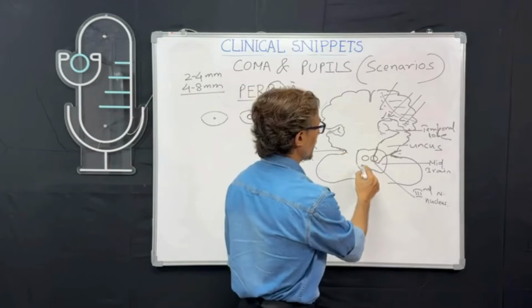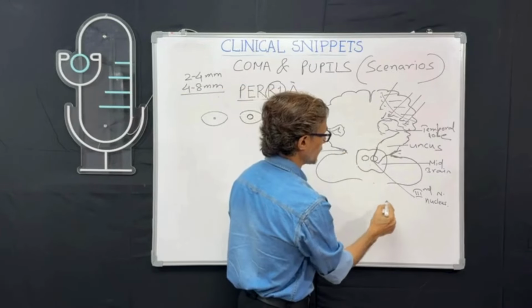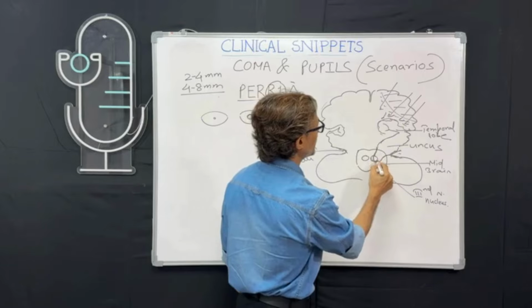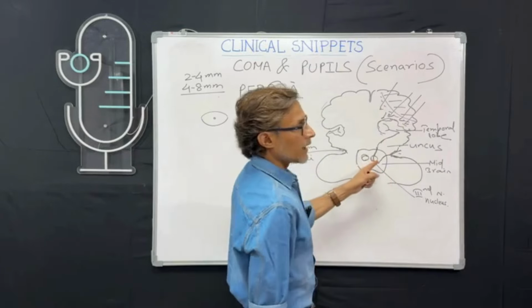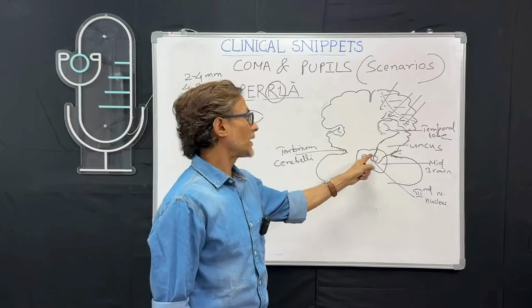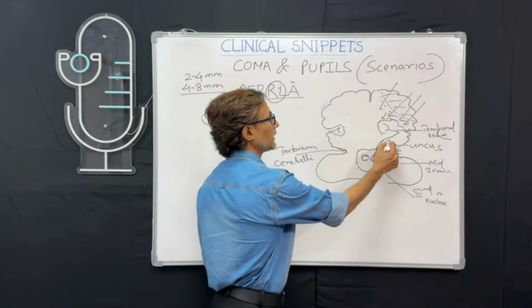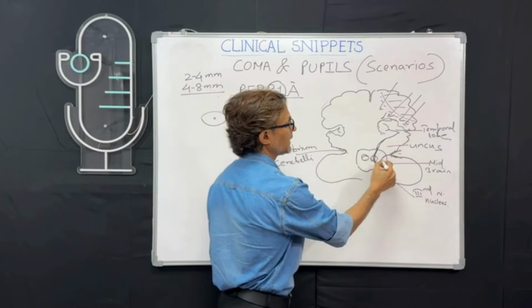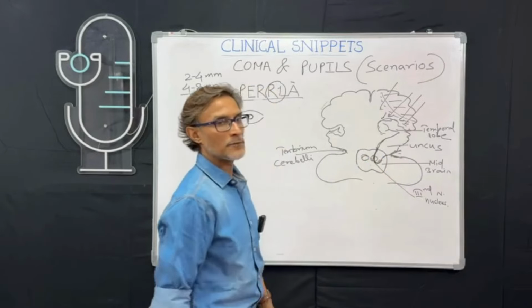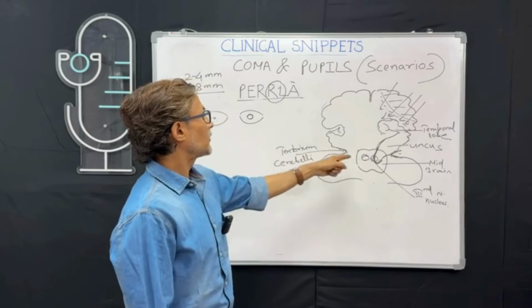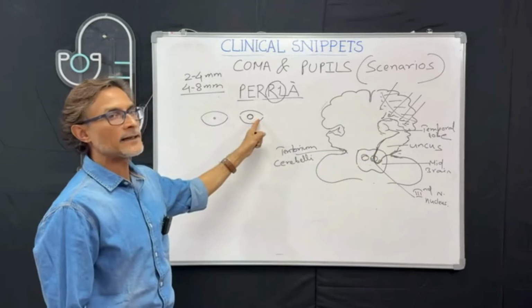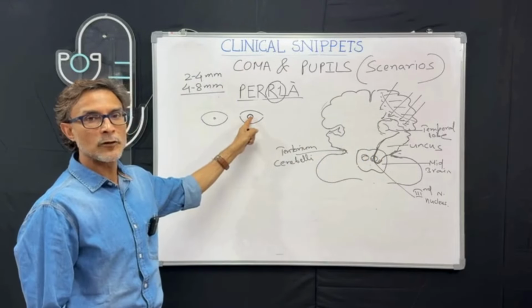And here the brainstem starts: midbrain, pons, medulla, and in the midbrain the third nerve nucleus is present laterally here. When this uncal part of the temporal lobe is herniating, it is compressing the third nerve ipsilaterally, and in that eye, because of third nerve compression, there is a dilated, fixed, non-reactive pupil.